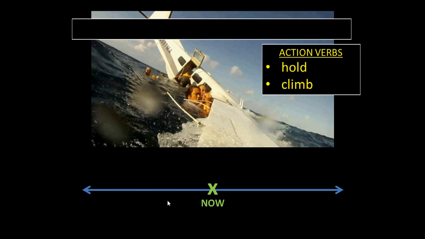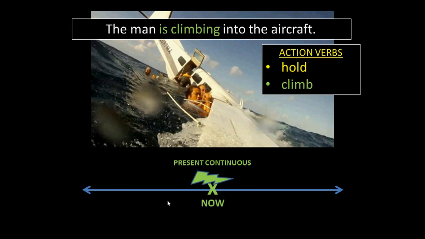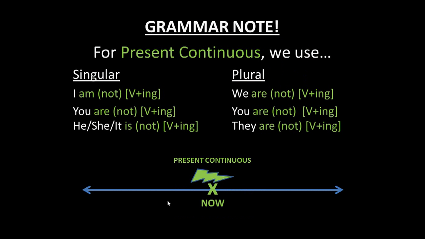Now let's look at climb. How about this man right here? The man is climbing into the aircraft. Is climbing. Again, our present continuous tense, because these are happening right now, and they're actions. So let's look at the grammar.